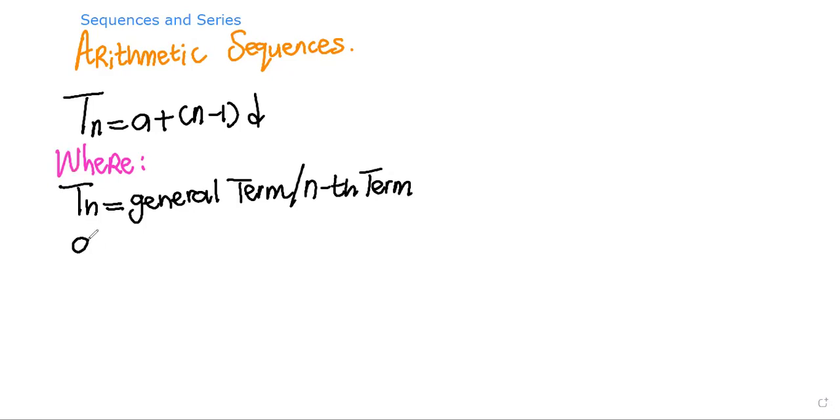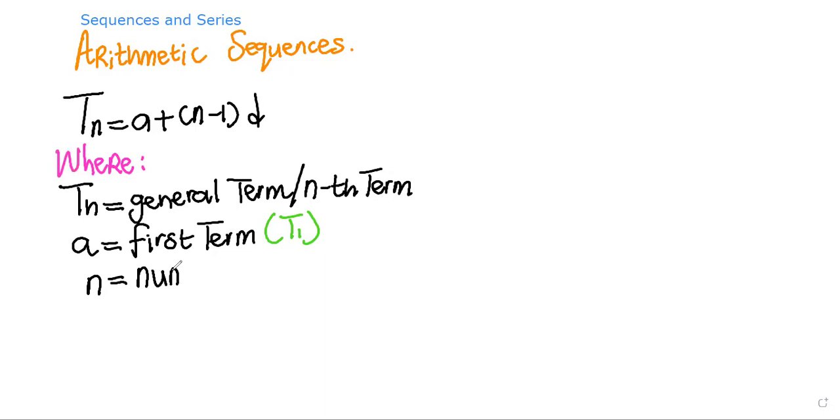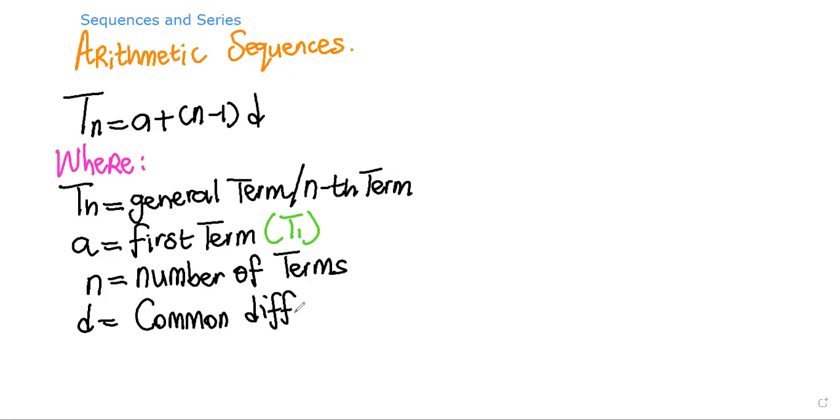And then a represents the first term of the sequence. In most instances, this first term is represented as T1. Then n represents the number of terms in the sequence. And then d simply represents the common difference. So that is the common difference.